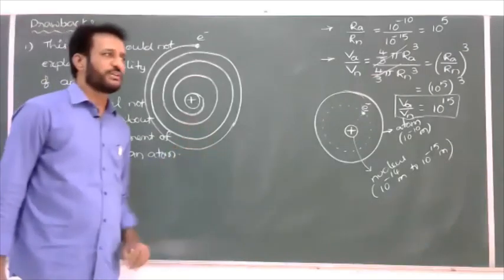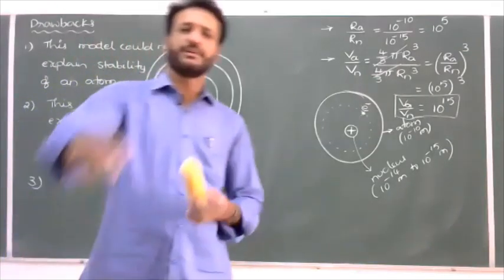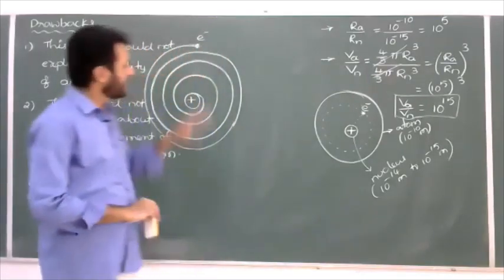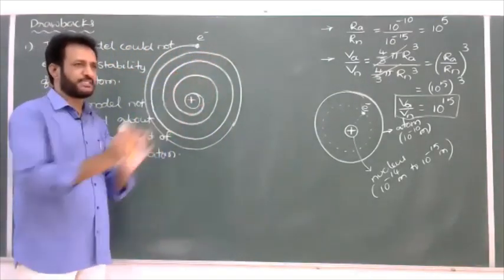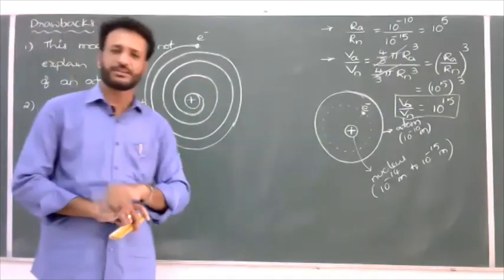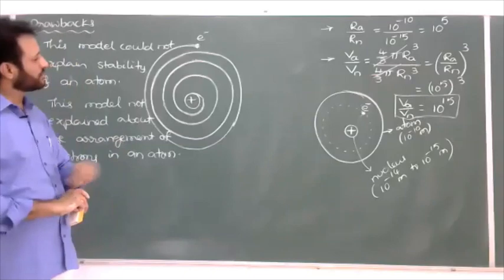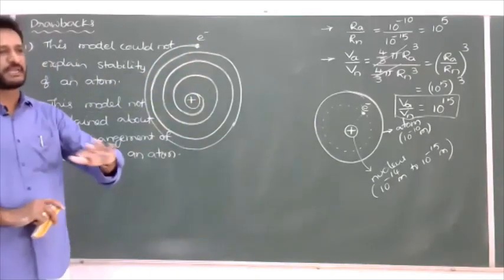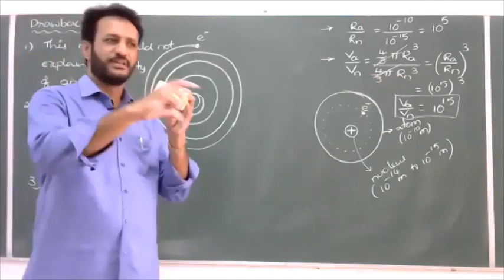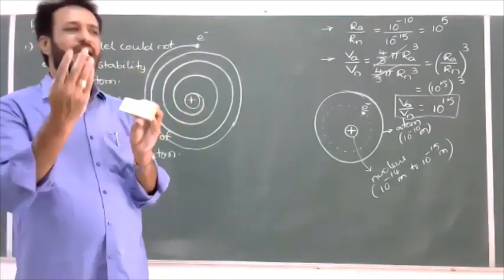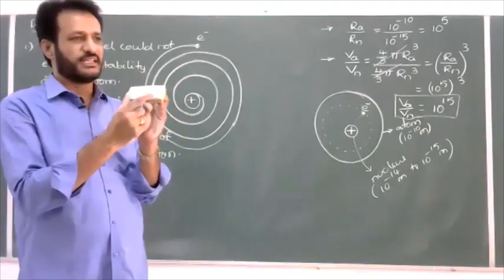One more major drawback. According to Rutherford, when the electron moves in the circular orbit, it continuously emits energy. So if you take a photograph of the spectrum of this atom, we can expect a continuous spectrum according to Rutherford. A continuous spectrum contains all the wavelengths without any gap or break.